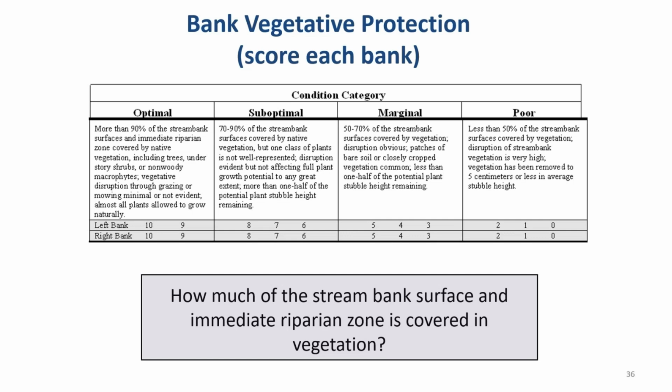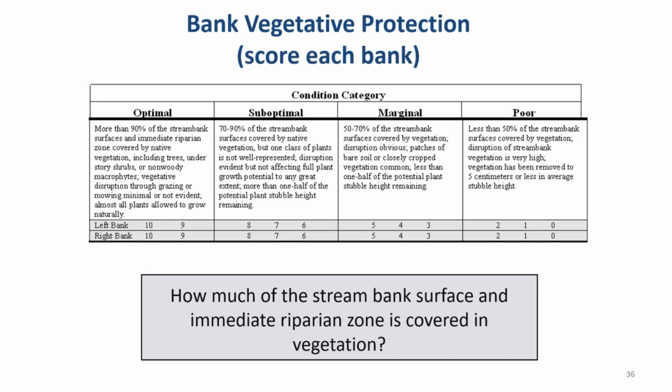so maybe there's trees, but there's no shrubs because maybe deer have eaten all those shrubs, or maybe the erosion is not letting plants grow properly, or maybe there's some mowing of grass, then that would be preventing the plants from growing to their natural form. So if it's 70 to 90% of the stream bank, then it would be in suboptimal.